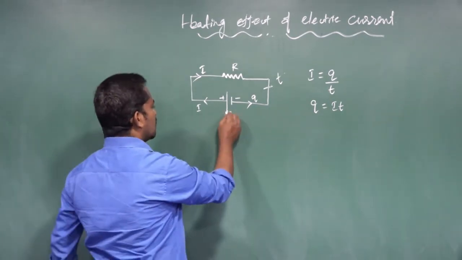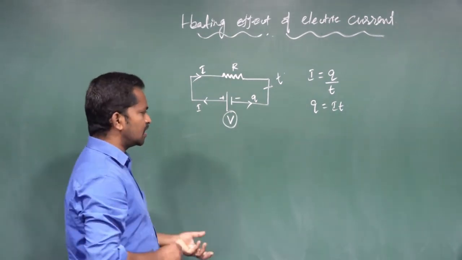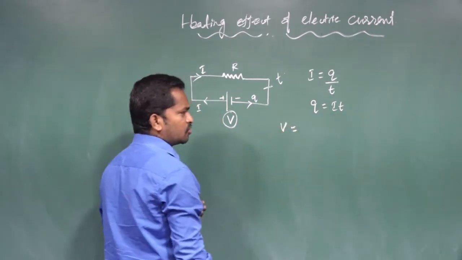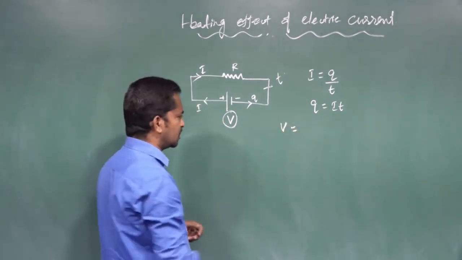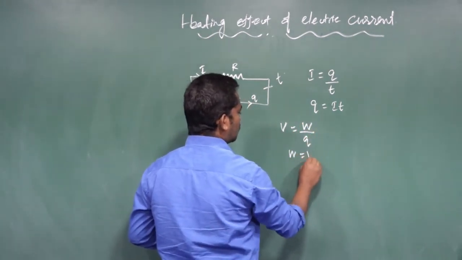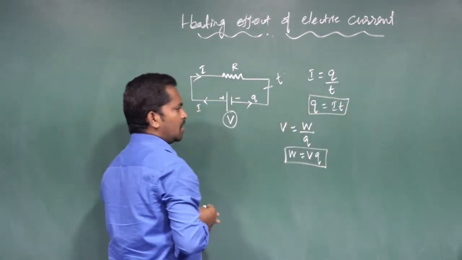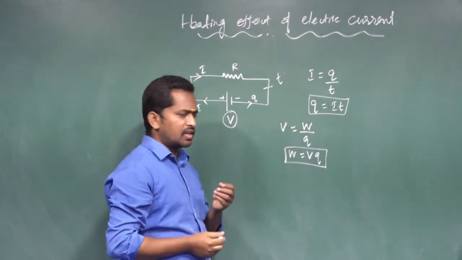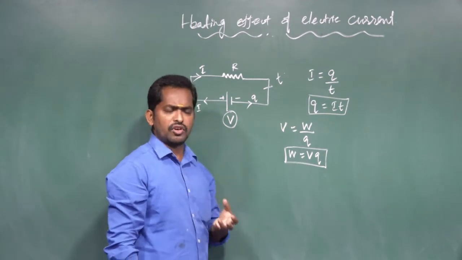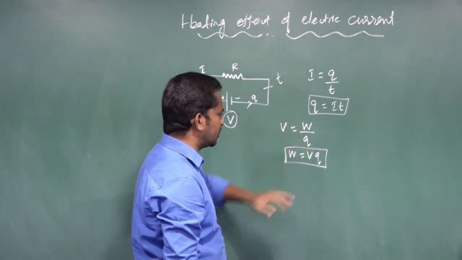You know well about potential and potential difference. Potential difference is nothing but the work done when a unit positive charge flows from one point to another. V is equal to work done divided by charge. So work done is equal to V Q. Here the charge Q is equal to I into T, according to the definition of electric current.